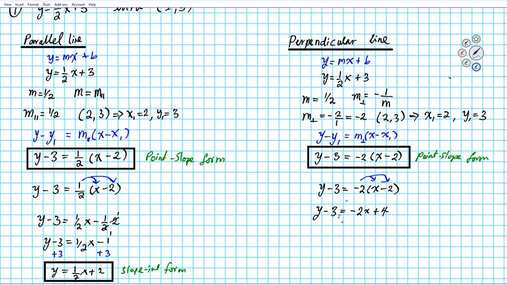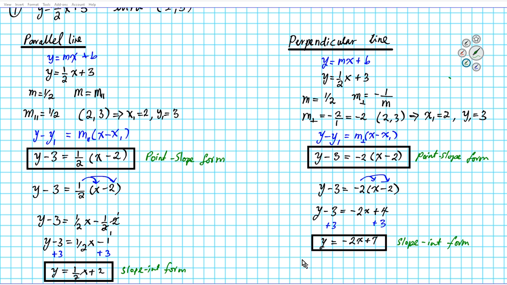To get y by itself, we simply add 3 to both sides of the equation. That gives us our solution: y is equal to negative 2x plus 7. That's the equation of the line perpendicular to the given line in slope-intercept form.